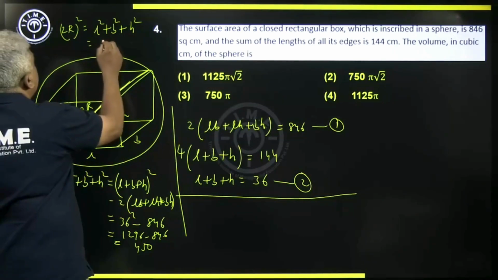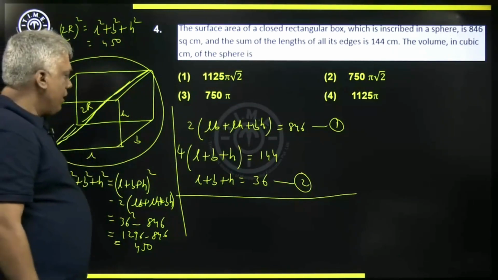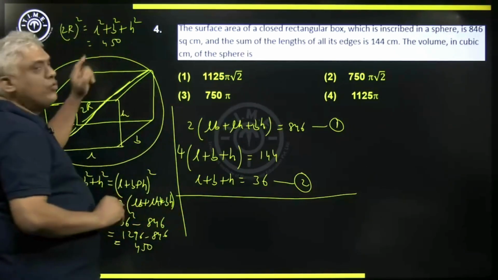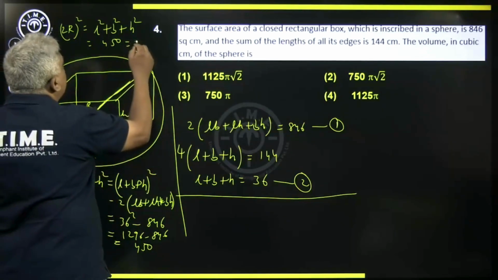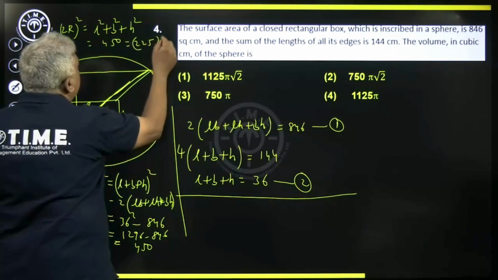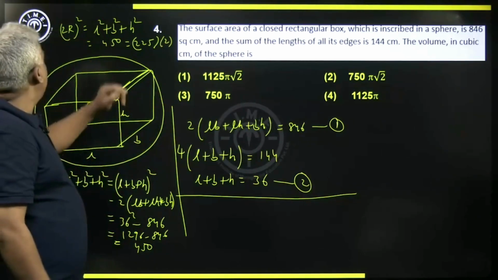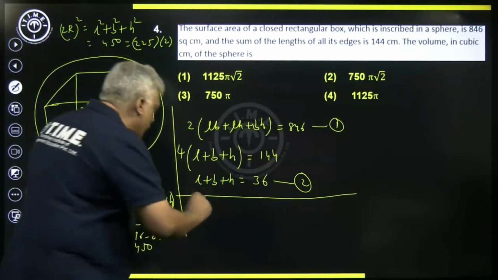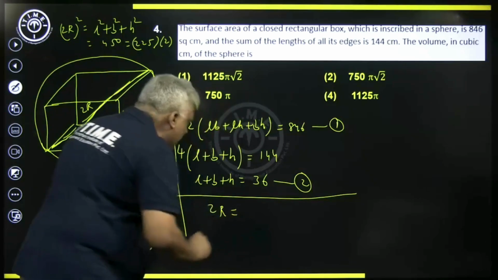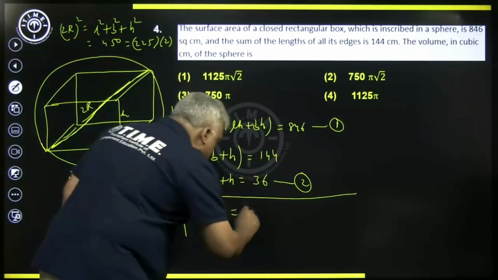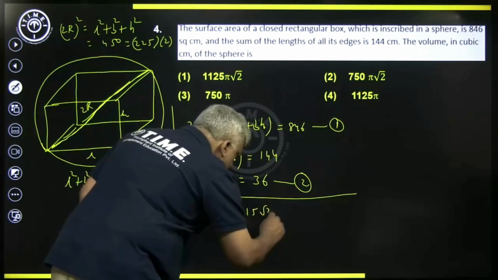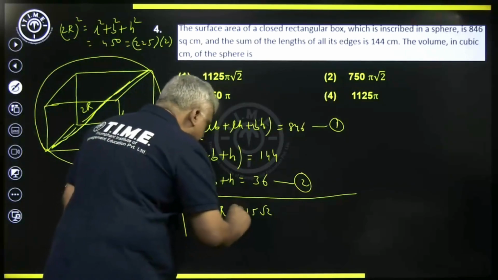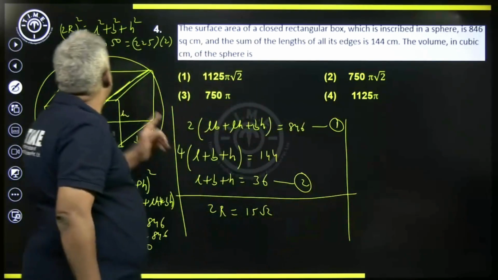So from here we can say (2r) square is 450, which is 225 into 2. Now taking square root of both sides, 225 is a perfect square, 15 square. So 2r is equal to 15 root 2. So 2r is 15 root 2.